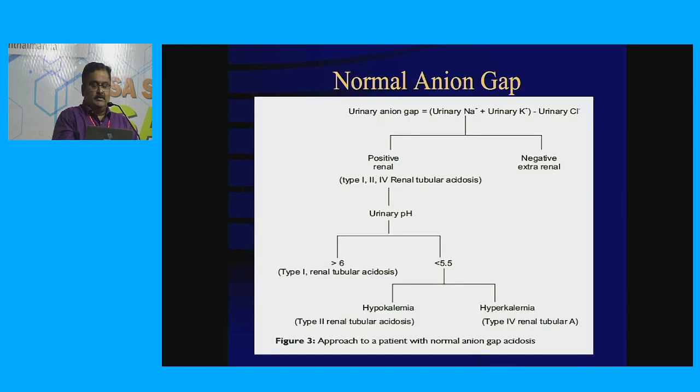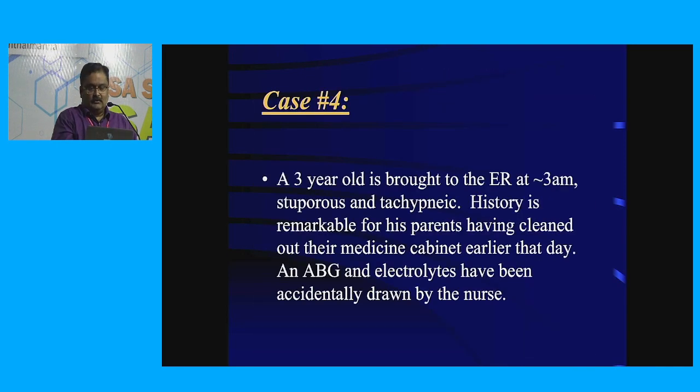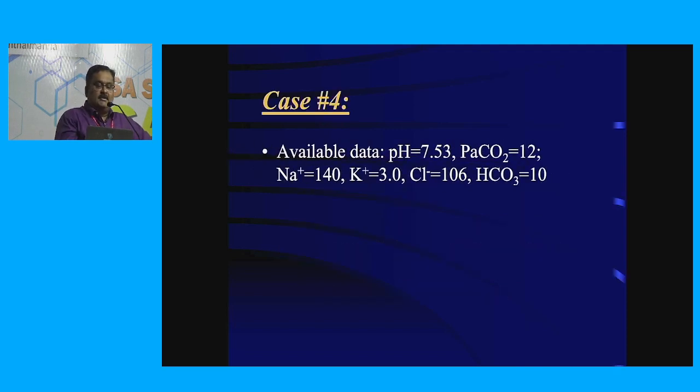Okay, we don't need all this. Okay, last case. A 3-year-old is brought to the ER at 3 a.m., stuporous and tachypneic. History is that the parents say that they have cleaned their medicine cabinet. An ABG is drawn. The nurses are very good. They have drawn the ABG. And the data is pH 7.53, PCO2 of 12, bicarbonate of 10, sodium, potassium, chloride, everything is given.